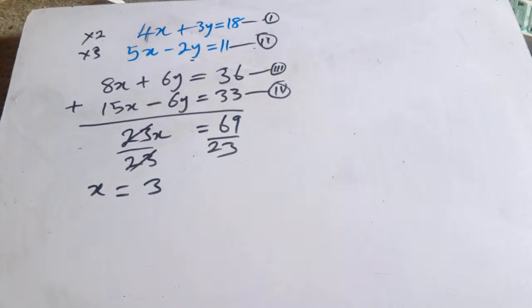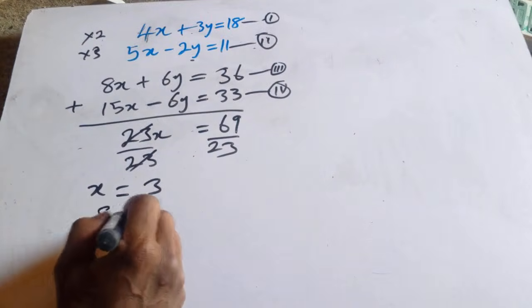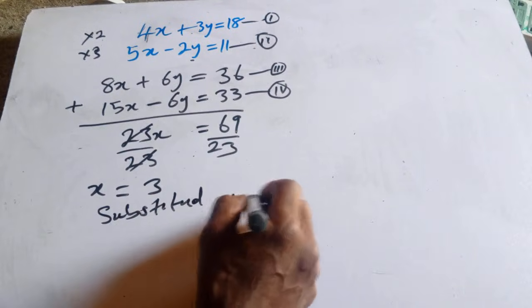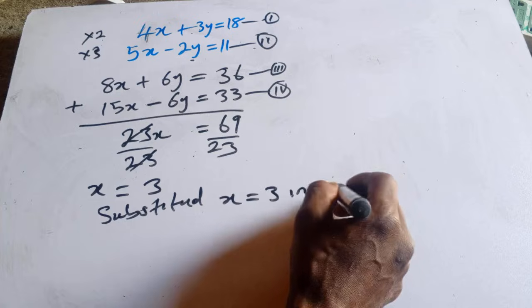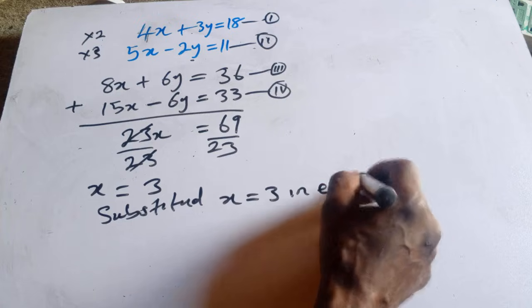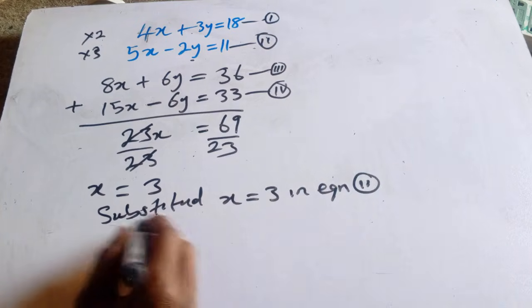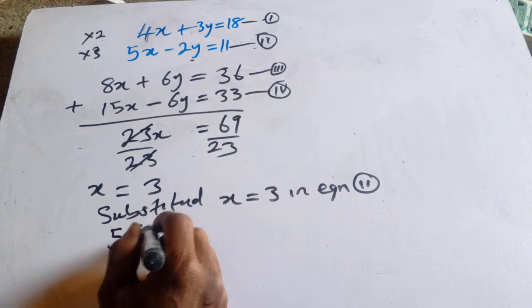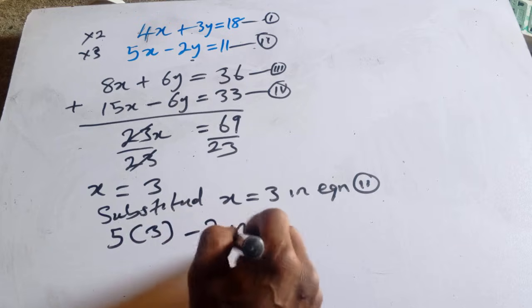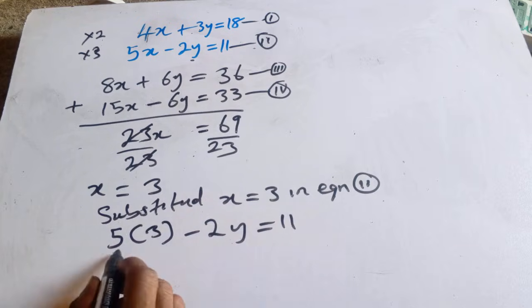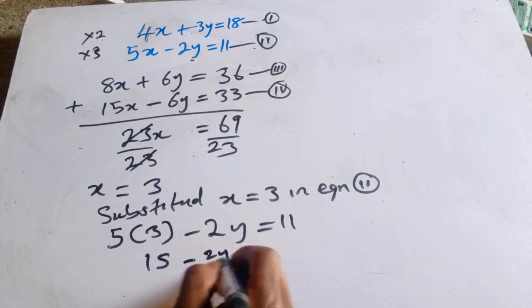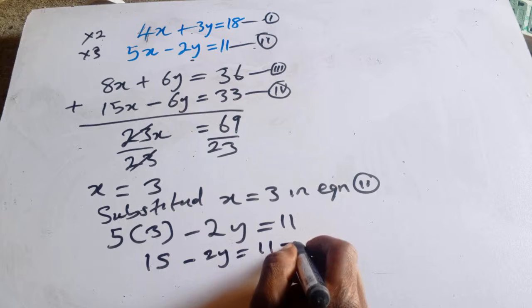Then we can substitute the value of x in any given equation. Okay, let's substitute x is equal to 3 in equation 2. If we substitute in equation 2, we have 5 times 3 minus 2y is equal to 11. 5 times 3 here is 15, minus 2y is equal to 11.